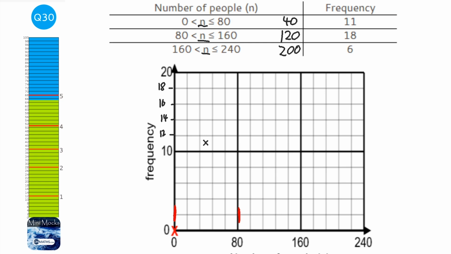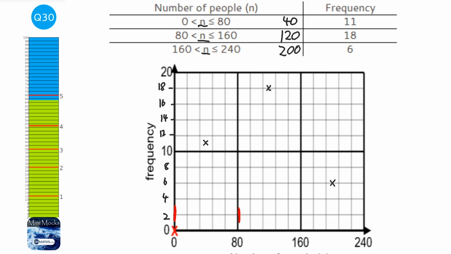And they're quite forgiving as long as they understand the point you're trying to make. If you're slightly off it, they are quite forgiving with that. Okay, so 120 is halfway between 80 and 160, and it's going to be 18 tall, which will be here. And 200 is going to be up to 6. So let's plot these: 8, 6, 4, 2, and so 6 is going to be here.